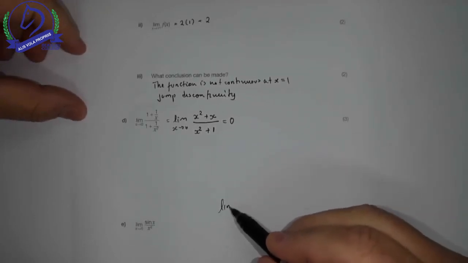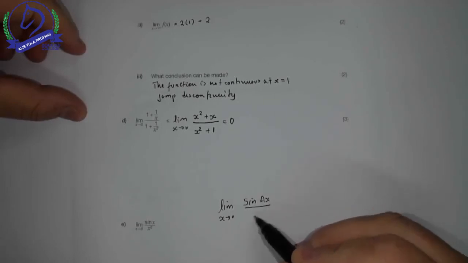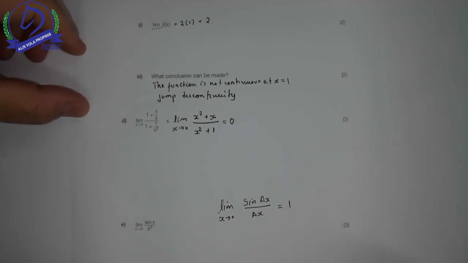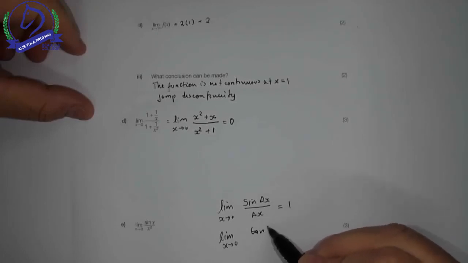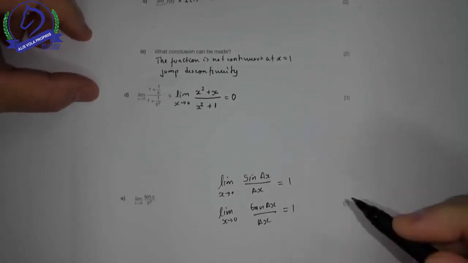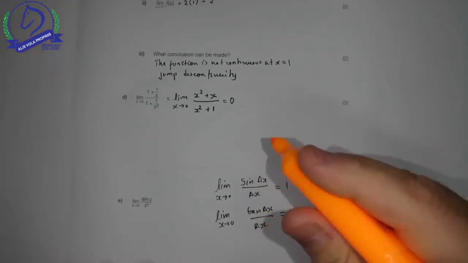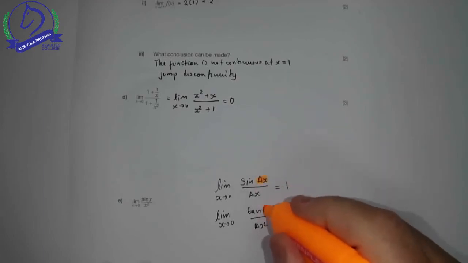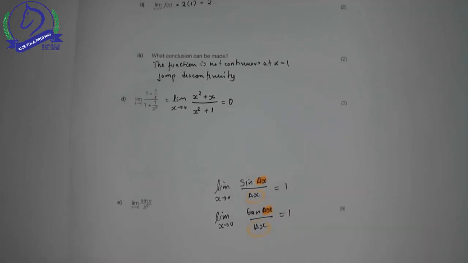And that was the limit when x tends to 0 of the sine of ax over ax, which is equal to 1. And the second one was the limit when x tends to 0 of the tan of ax over ax, which is also equal to 1. Now, I just want to emphasize that what is very important to keep in mind is that the argument of the sine and the tan has to be exactly the same as the denominator in both cases. Okay, and that is essential for me to be able to understand this limit.